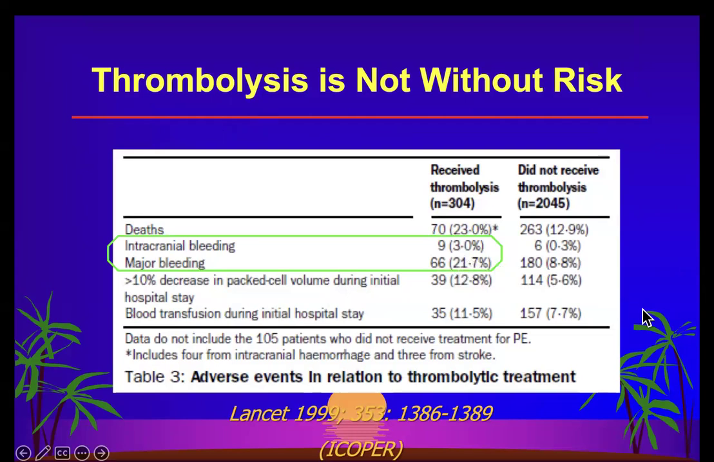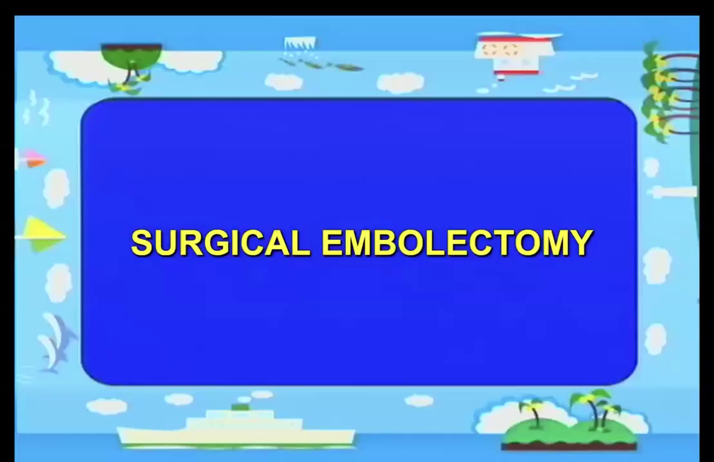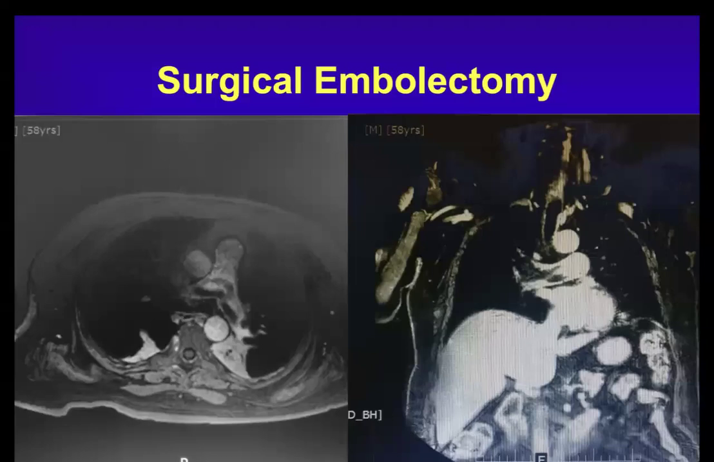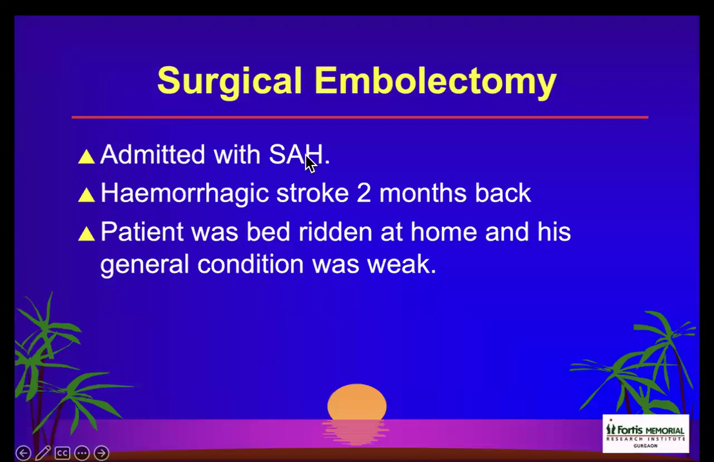So that's why not every case is a candidate for thrombolytic therapy; they have to be carefully selected. Now coming to surgical embolectomy. This is a case who presented to us with a saddle-like clot in the right main pulmonary artery, also left main pulmonary artery. And this patient also had subarachnoid hemorrhage.